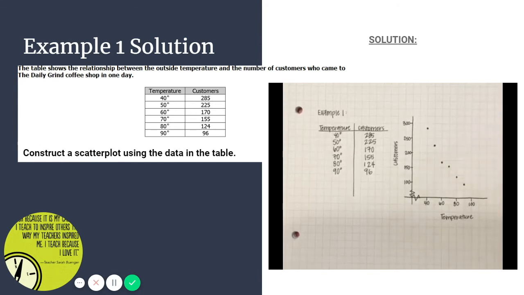So your scatter plot should, the shape should look like this, and your points should all be on the same rough numbers. But again, your axes maybe have different amounts of space skipped in between each one.